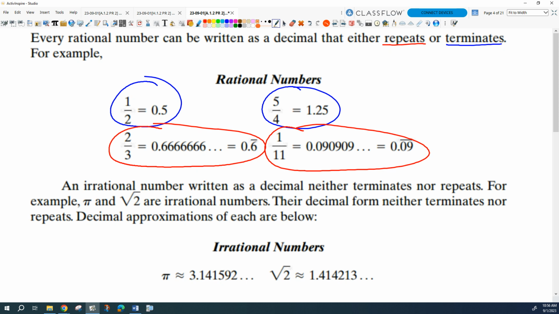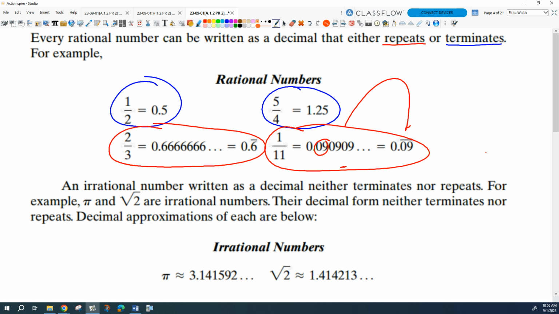It's 0.0909090909 forever. So what's the part that repeats? It's the 09, and so we need to put the bar over both the 0 and the 9. Okay, that making sense? You guys have done that before, right?